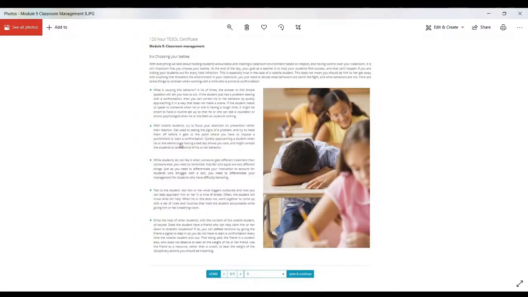Right, next, with volatile students, try to focus your attention on prevention rather than reaction. Get used to seeing the signs of a problem and try to head them off before it gets to the point where you have to impose a punishment or start a confrontation. Quietly approaching a student when he or she seems to be having a bad day shows you care and might compel the student to take control of his or her behavior.